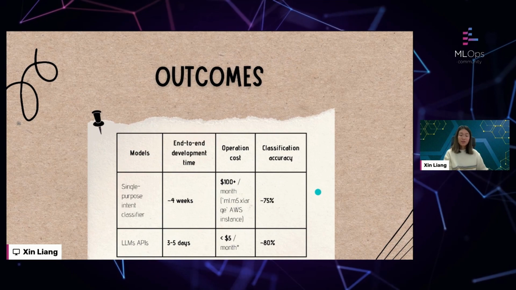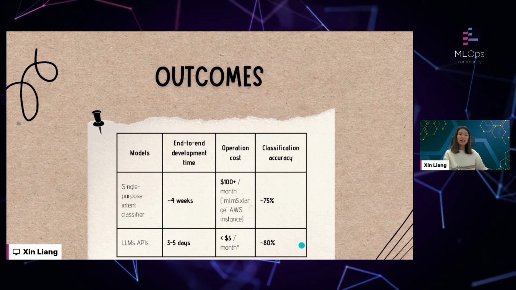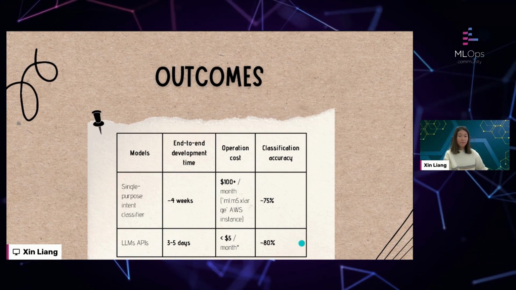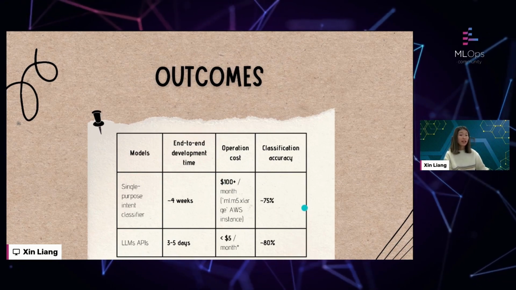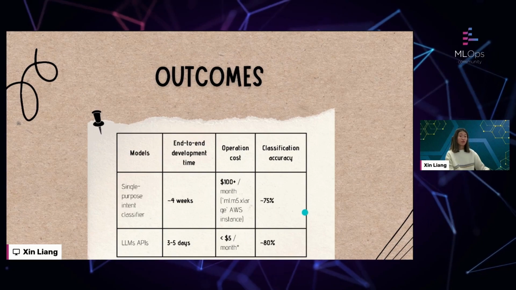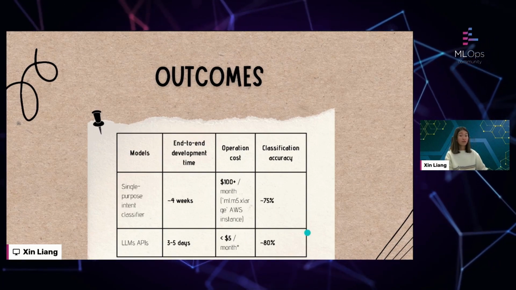So from an accuracy perspective, LLM's APIs is higher than the single purpose intent classifier in our case study, with only few-shot learning, no fine-tuning involved.